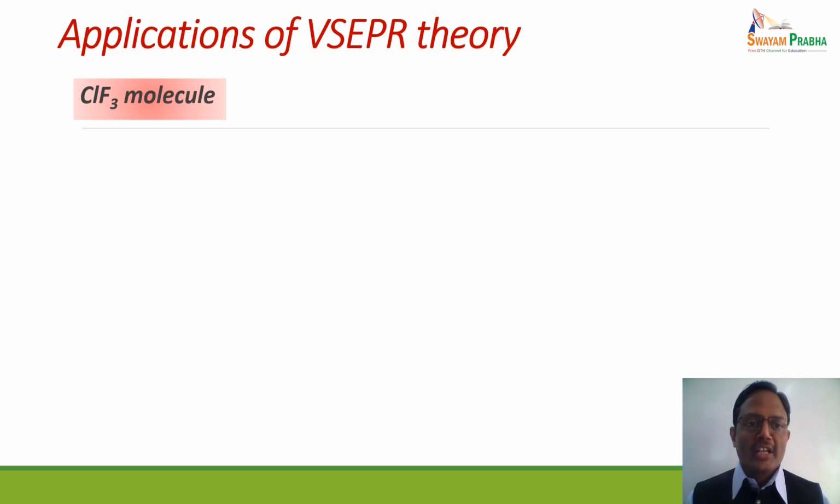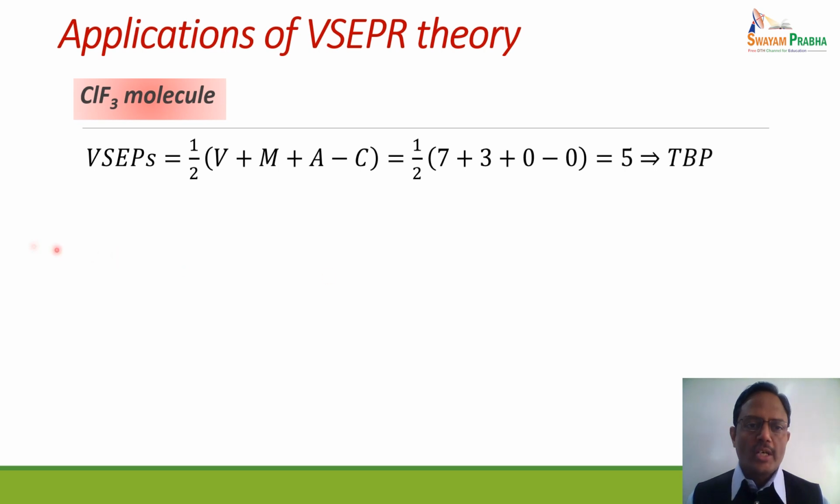Coming to another interesting molecule, which is the ClF3 molecule, chlorine trifluoride. Now in this molecule, the central atom is chlorine. So the number of valence shell electron pairs in chlorine can be calculated as half into the number of electrons in the valence shell of chlorine, which is 7, plus three monovalent substituents in the form of fluorine atoms. There is no cationic or anionic charge. So the number of valence shell electron pairs is coming out to be equal to 5.